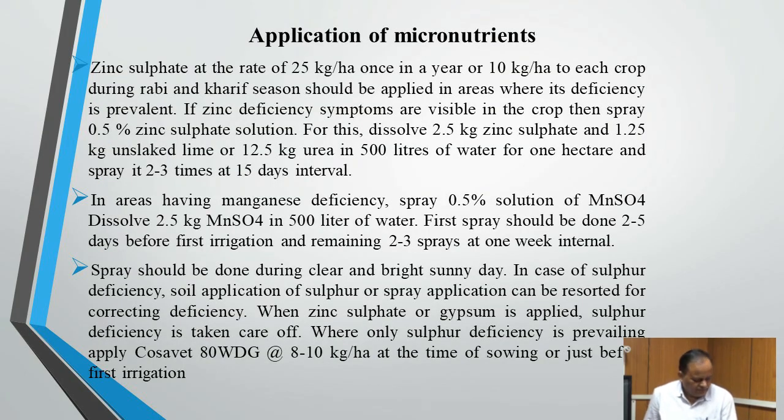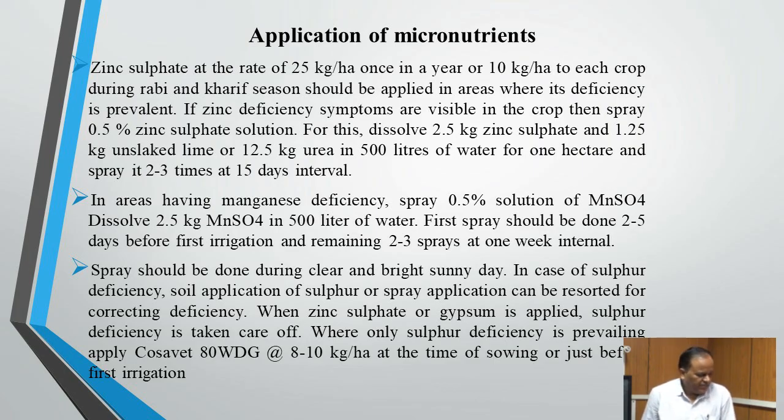We have already discussed the deficiency of the micronutrients. If there is deficiency of zinc, then we should apply 25 kg of zinc sulfate per hectare. That will be once in a year, and 10 kg to each crop during Rabi and Kharif season should be applied where the deficiency is prevalent.